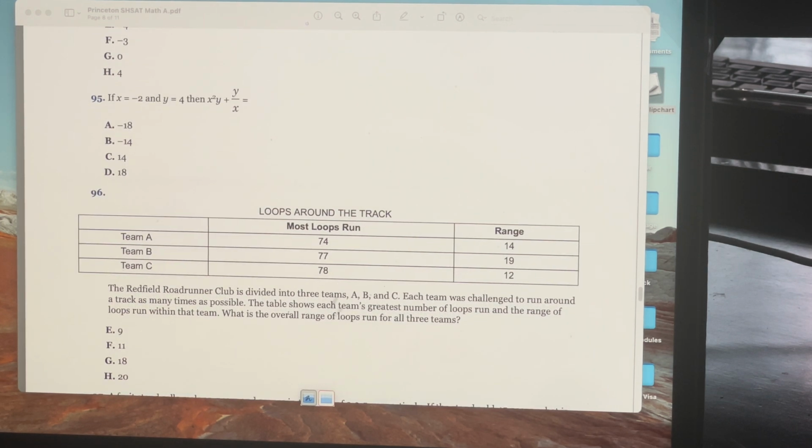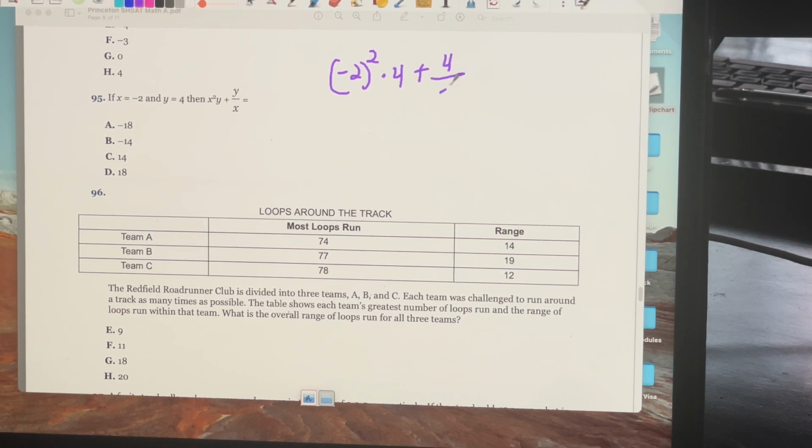95 is just a substitution problem. So what do we have? X is -2, so (-2) to the second power. Please make sure you put that in parentheses because it makes a huge difference. Times y, which is 4, plus y, which is 4, over -2. Order of operations: this is 4 times 4 plus 4 over -2, which is -2. This is 16 minus 2, which gives me 14. 95 is C.